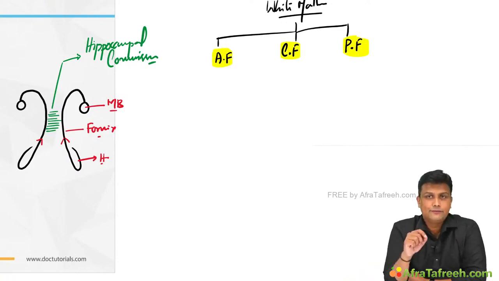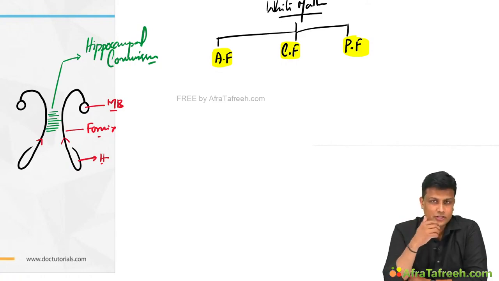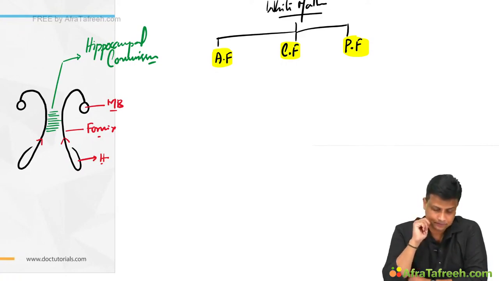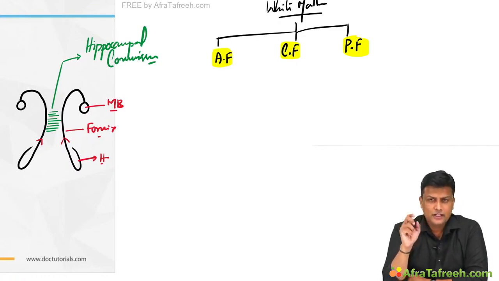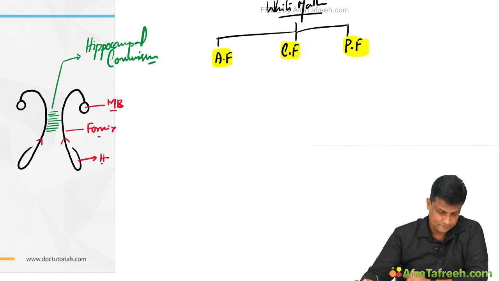Can anyone tell me fornix belongs to which category? That was the question asked recently in the exam. Fornix belongs to which category? Is it association fiber or commissural fiber or projection fiber, guys? In the exam, the options were given like, it is association or commissural, commissural or projection, something like that. So what is the right thing, sir?